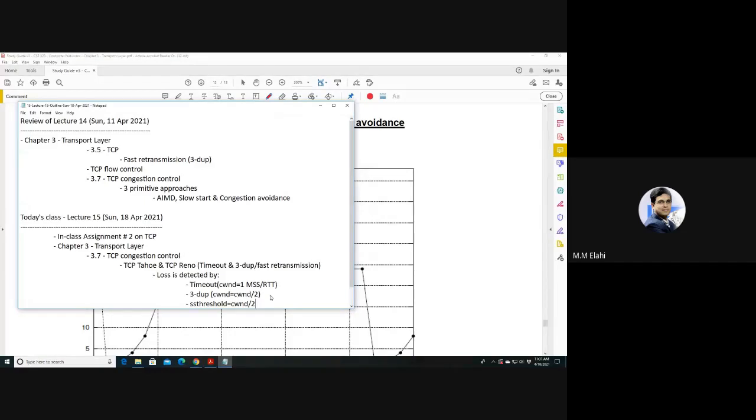So 3 things I have specified here, very important. If the loss is detected due to timeout, the rate, which is the congestion window, will be 1. If detected by three duplicate, it will be half. So you have to know by which case we detected the loss. But in any case, timeout or three duplicate, whenever there is a loss, the threshold will be changed. What will be the threshold value? It will always be changed to half, so congestion window by half. Doesn't matter timeout or three duplicate.